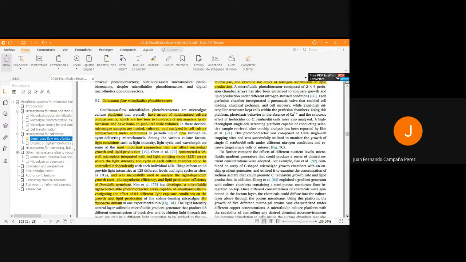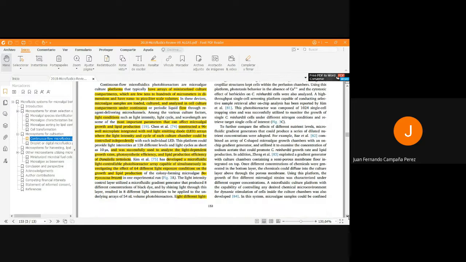So for example, one study constructed a 96-well microplate integrated with red light-emitting diode arrays where the light intensity and cycle of each culture chamber could be controlled independently. And this was successfully used to analyze the light-dependent growth rates, photosynthetic efficiency, and lipid production efficiency of the microalgae Dunaliella tertiolecta.